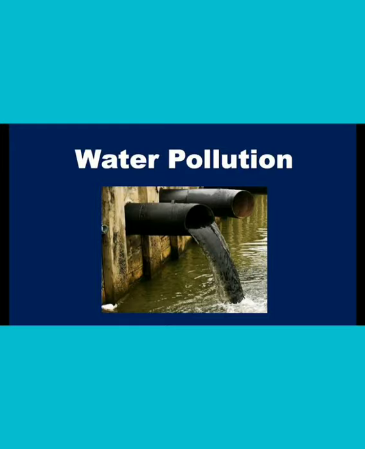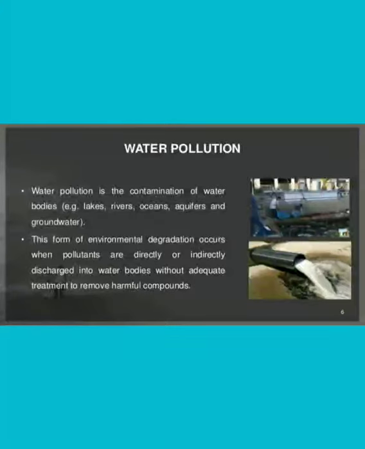So here we are going to start another topic, that is water pollution. Water pollution is the pollution of bodies of water such as lakes, rivers, seas, oceans as well as groundwater. It occurs when pollutants reach these water bodies without treatment. Waste from homes, factories and other buildings get into the water bodies, and as a result water gets contaminated.